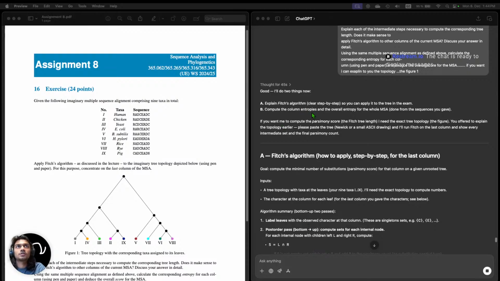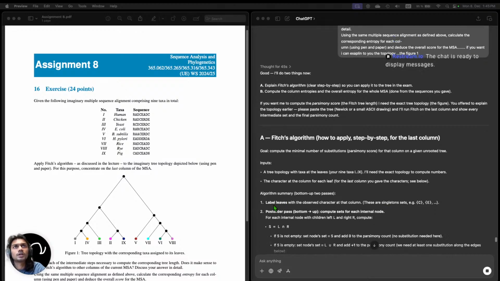Explain Fitch algorithm clear up step by step. You can apply it to the tree. The example, compute the columns. Fitch algorithm. Compute the minimal number of substitutions, parsimony score for that column on a given unrooted tree. Inputs. A tree topology with tags at the leaves. You need exact topology to compute numbers. The character at the column for each leaf. For the last column, you gave the characters see below. Algorithm summary. Label leaves with.